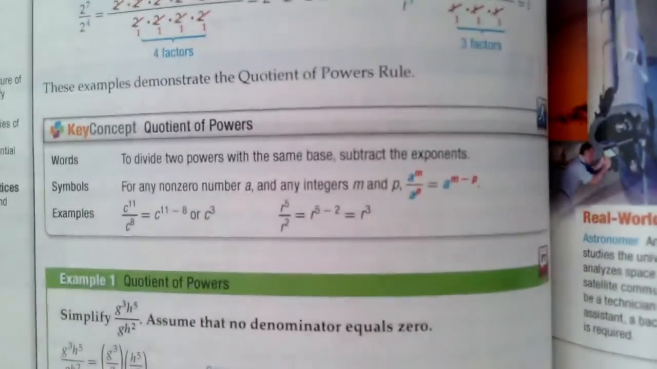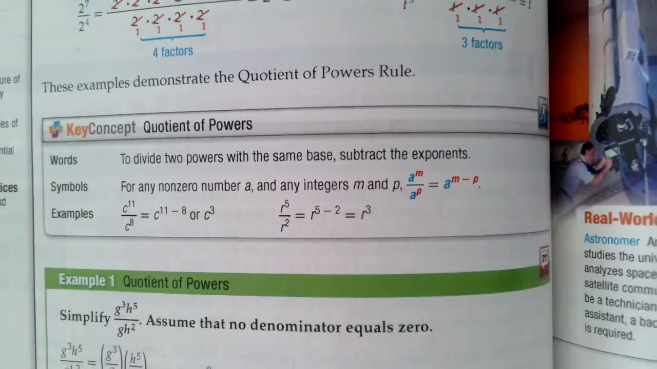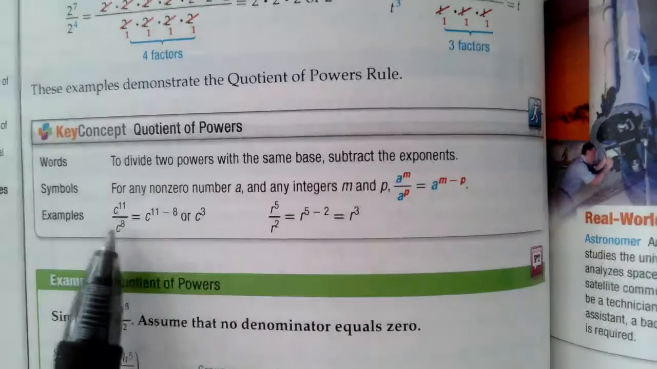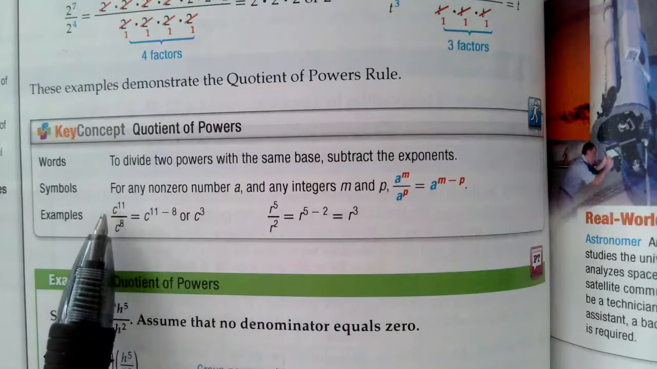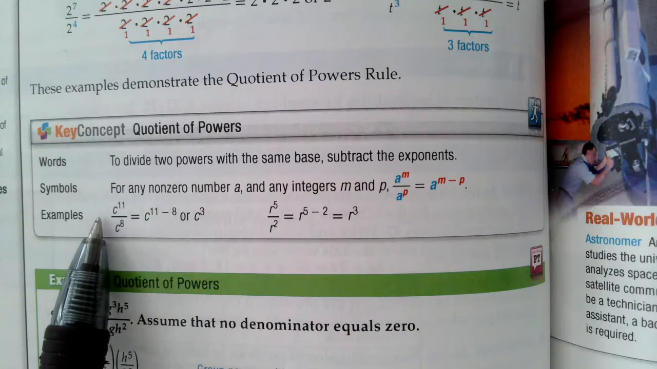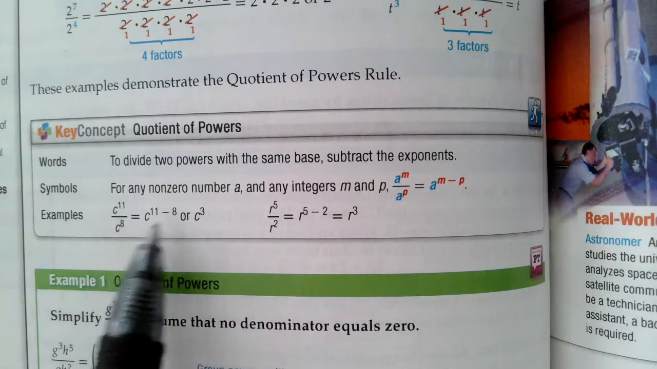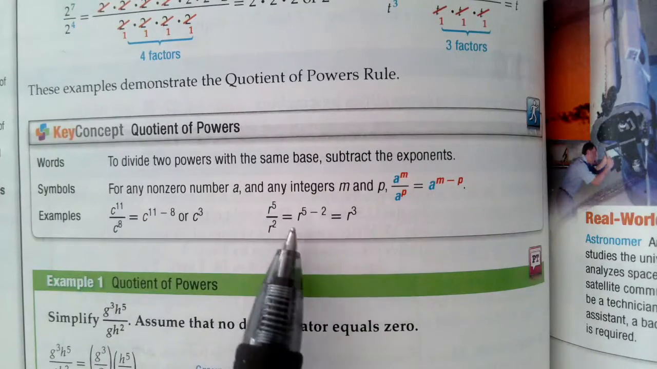I want that box right there copied down inside your journal. As you can see, when we divide exponents with the same base, yesterday and the day before, when we multiplied exponents with the same base, we added them. Today, when we divide exponents with the same base, we subtract them. Okay? Now, there's a couple things you have to know.